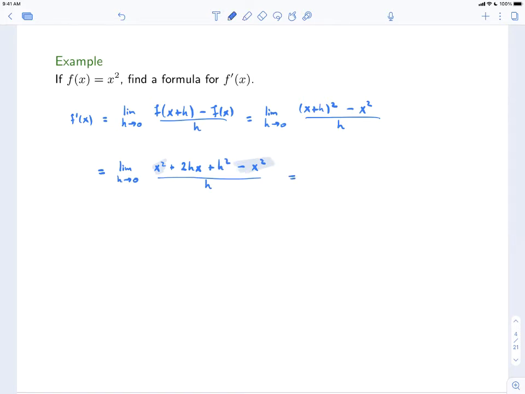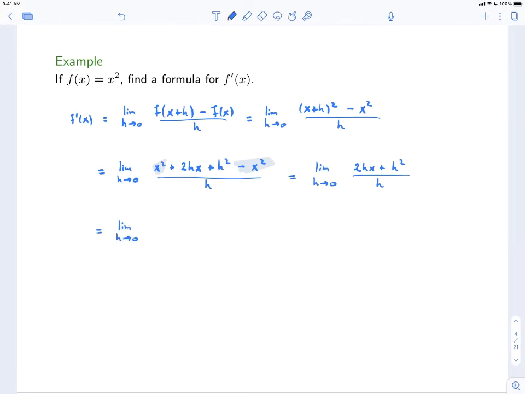So this equals the limit as h goes to 0 of 2hx plus h squared divided by h. Again, if you plug in h equals 0, you get a 0 over 0. That's because we have a factor of h in the numerator and a factor of h in the denominator. We can reduce this.